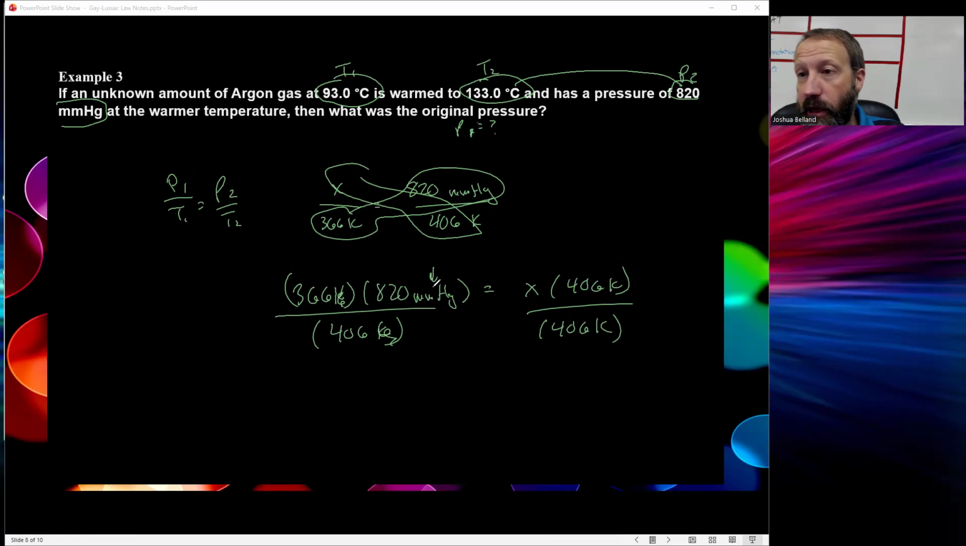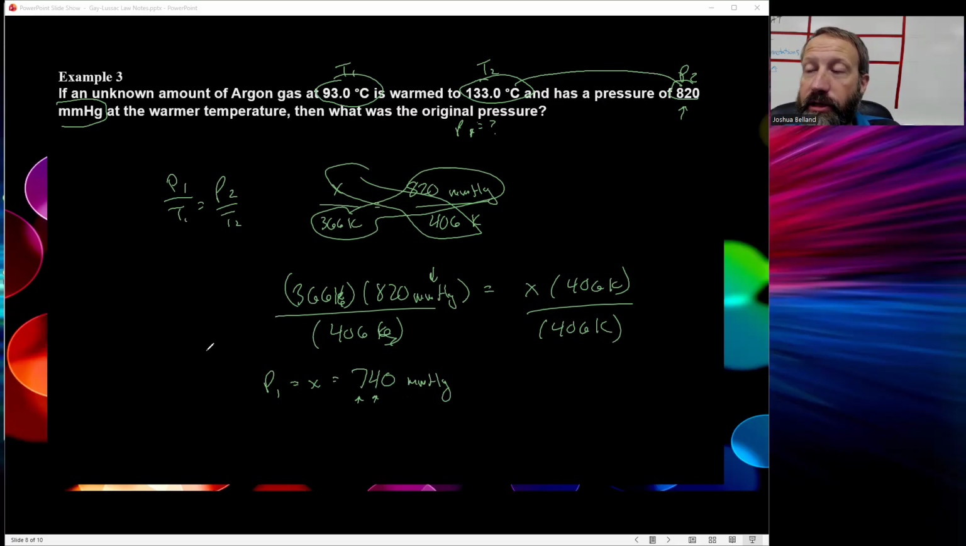All right. Actually, I take that back. This is 2 sig digs. That's what we're going to run into. So 366 times 820 divided by 406, and then rounding to 2 significant digits. Now check this out. 740. Because the placeholder 0 doesn't count. I need a label, millimeters of mercury. That is my X, which is my pressure 1. So originally it was 740 millimeters of mercury. That easy. There we go.